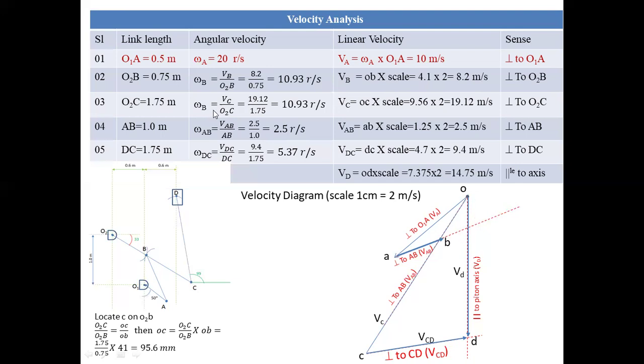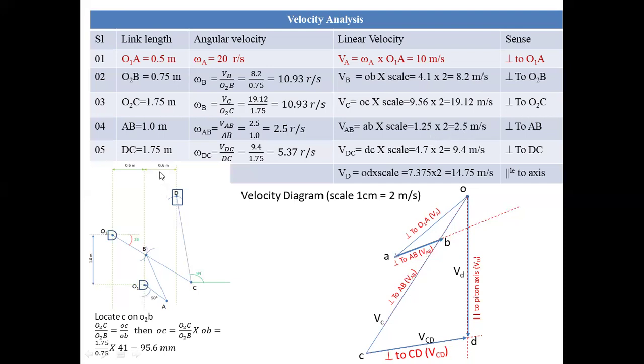That's the angular velocity for link BC, and omega BC and omega OB will remain the same. The next part will be the angular velocity for AB. So the velocity of AB will be AB, which is available, 1 meter. This is already available, 1.25 into 2.5 meter per second.